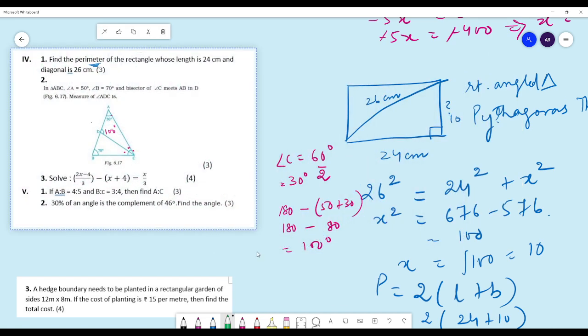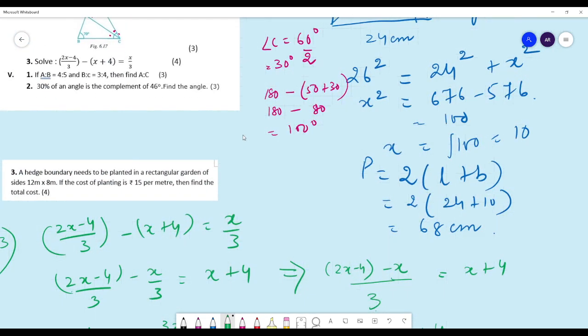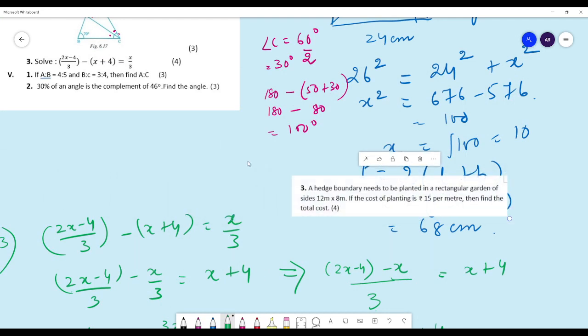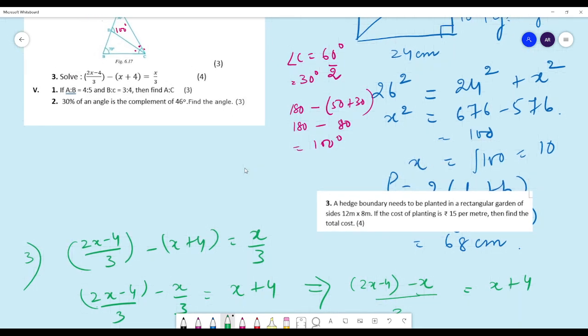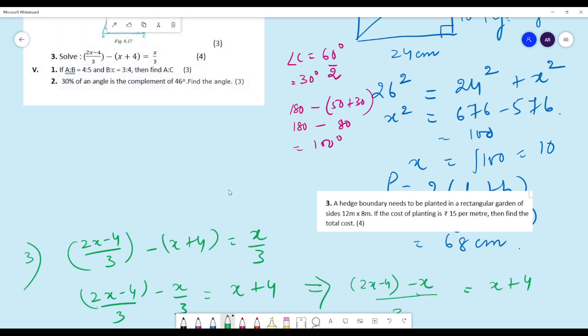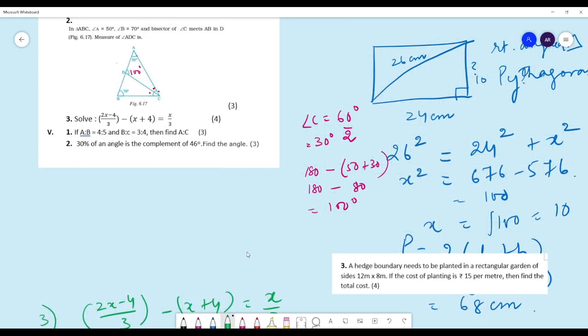Okay. Now let us move on to the next question, which is: 30% of an angle is the complement of 46 degrees. Find that angle. Okay, so 30% of an angle is the complement of 46 degrees. What will it be? It will be 44 degrees.